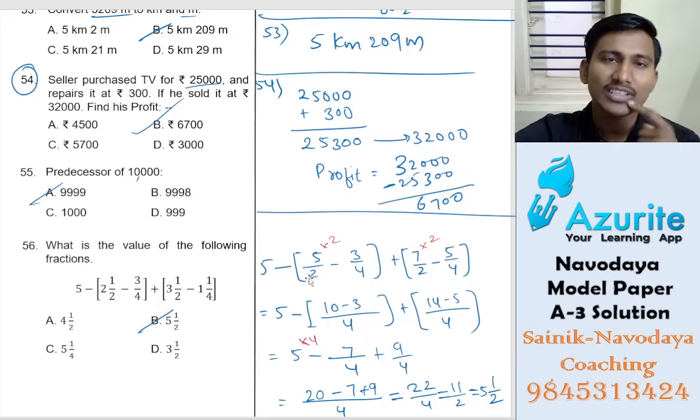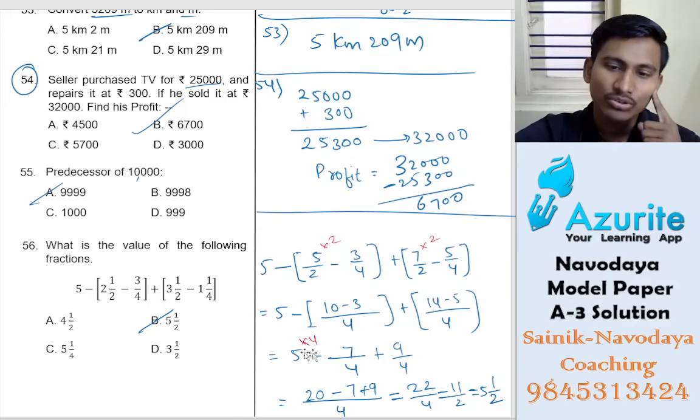So for 2 and 4 the LCM will be 4 here, so we have to multiply 5 by 2 over 2, so 5 by 2 becomes 10 by 4. 10 minus 3 is 7 here, so 7 by 4 will come. Here, 7 by 2 minus 5 by 4, so LCM will be 4. So 7 becomes 14 when multiplied, and 14 minus 5 is 9 here.